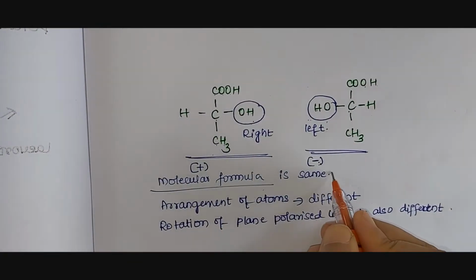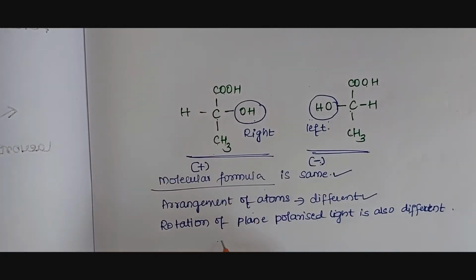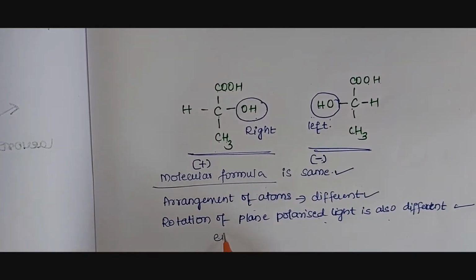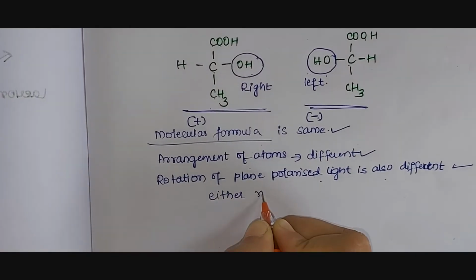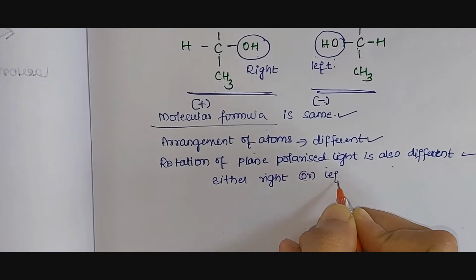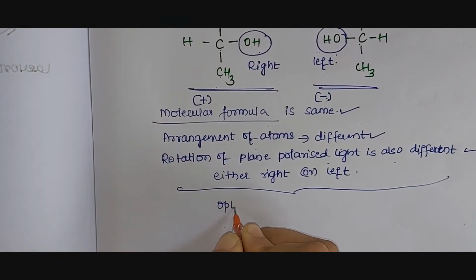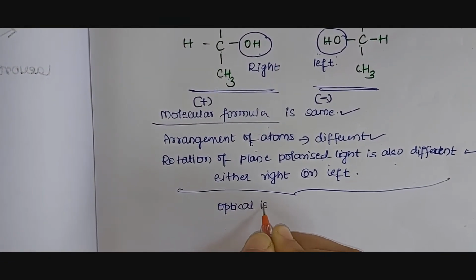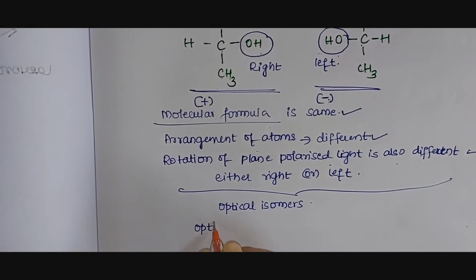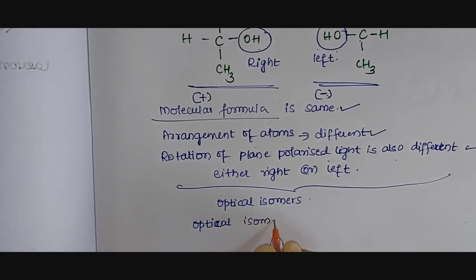So what was the definition? The molecular formula is the same, the arrangement of atoms is different, and the rotation of the plane polarized light is different. That is, the rotation can be in which direction? Either the right direction or towards the left. Such isomers we call optical isomers, and the phenomenon is called optical isomerism.